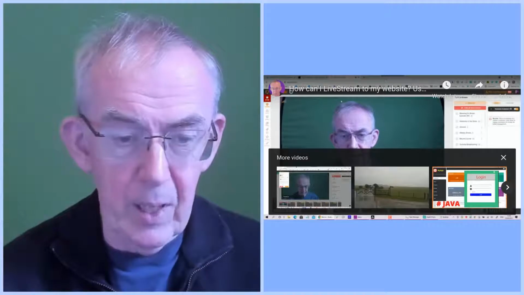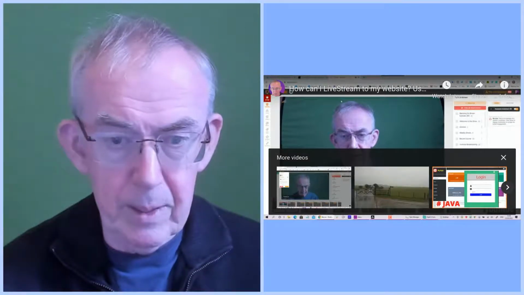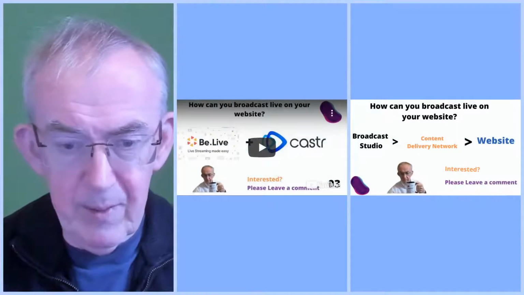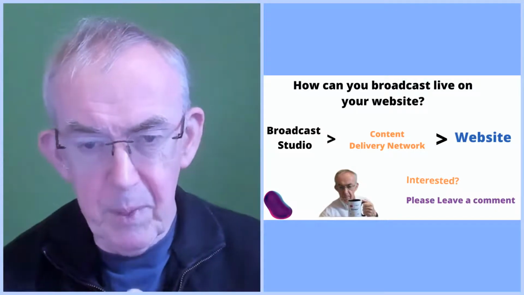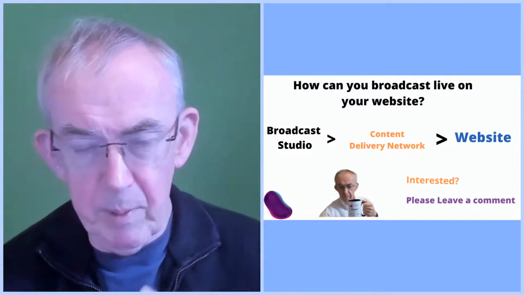You can actually go live on your website with just two pieces of information, the URL and the stream key. And the signal goes out from your studio, and it goes from your studio to your website. And this is the graphic. If I hide that, this is the graphic. So you're going from your broadcast studio to a content delivery network to the website.